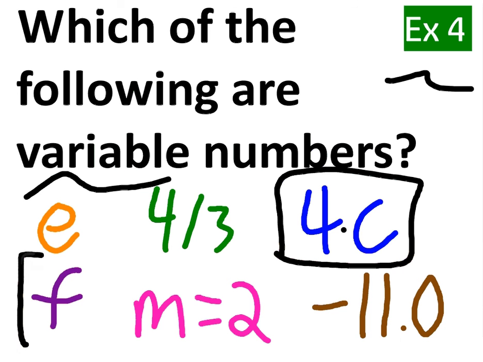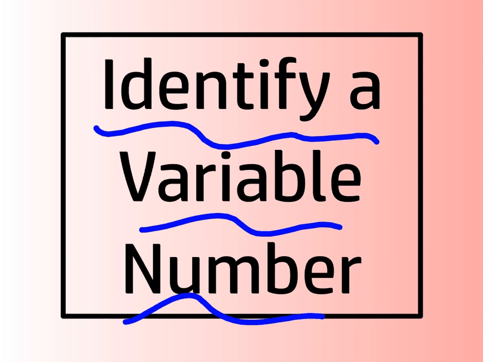Okay, f would also change. It's not a special number like e is, so it's a variable. Now m equals 2, like we talked about before, that's constant because we're stipulating m equals 2, so we cannot say that's a variable. m will always be equal to 2 if we set that forth in the beginning of our mathematical endeavor. And negative 11.0 certainly stays the same, so we have to leave that also. So there are only two on that slide that change. Everything else stays the same. And in a nutshell, that's what a variable number is. It's a number that changes.